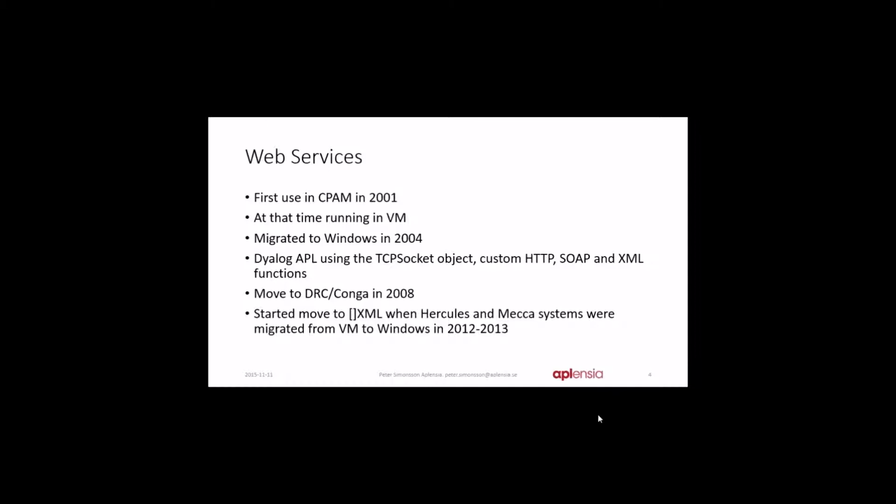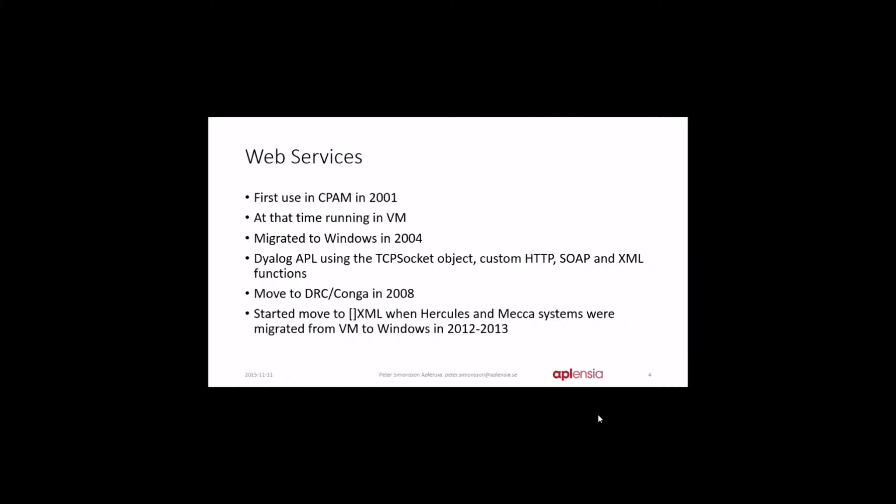So, the history then. First use of web services was in the CPAM system about 15 years ago. And at that time, the system was running in VM. Then it was migrated to Windows, and then started using Dialog APL, using TCP sockets, but still using custom functions built on the VM side for handling HTTP, SOAP, and XML.